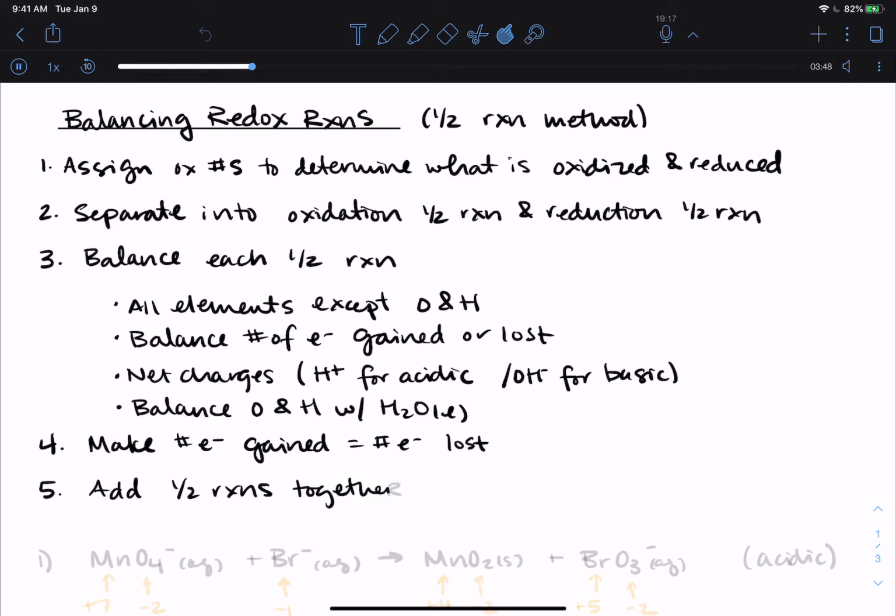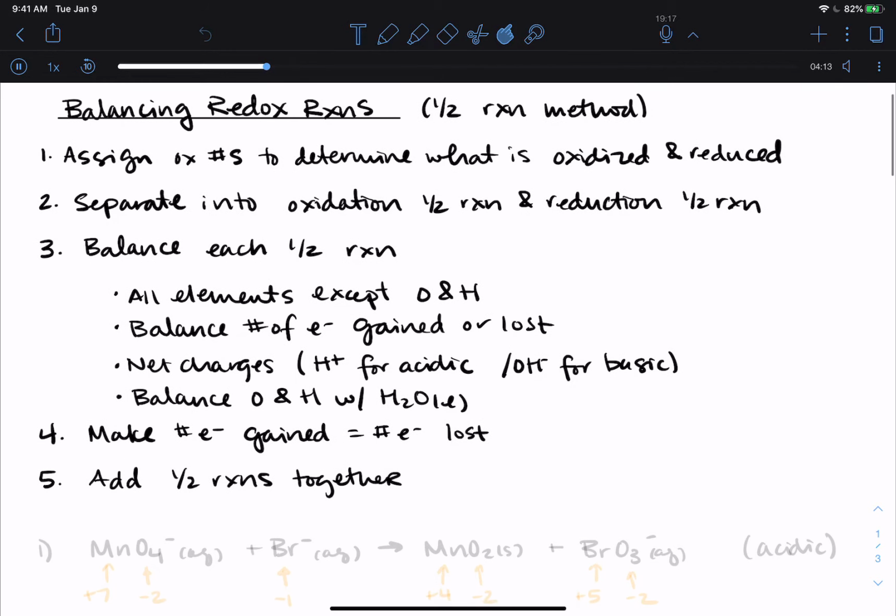And the goal in step 4, when those electrons are equal to each other, in one half reaction, they'll be on the reactant side. In the other half reaction, they'll be on the product side. So when we get to step 5 and add everything together, you won't see the electrons that were transferred in the reaction. All right, so let's do an example.